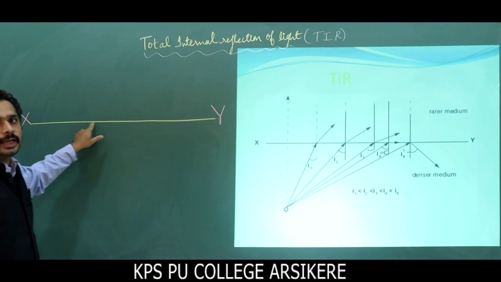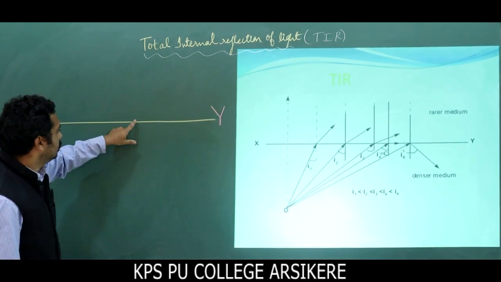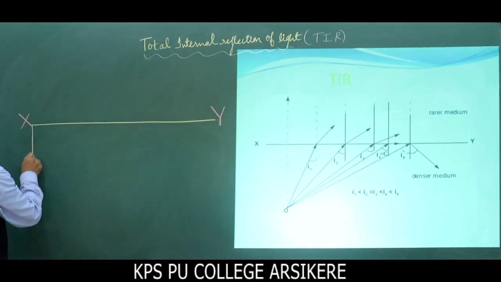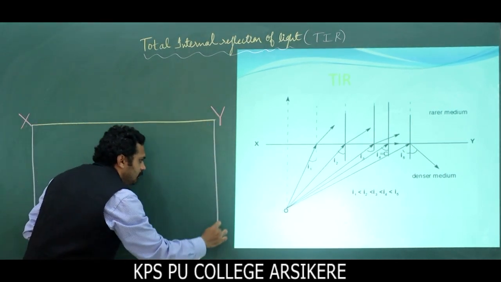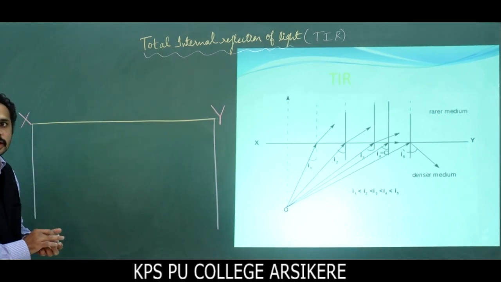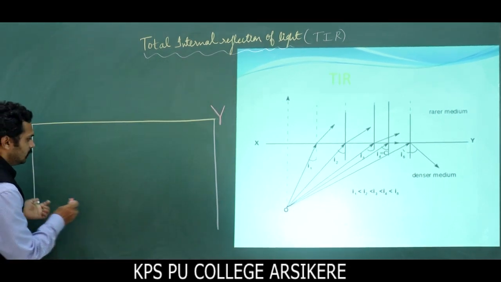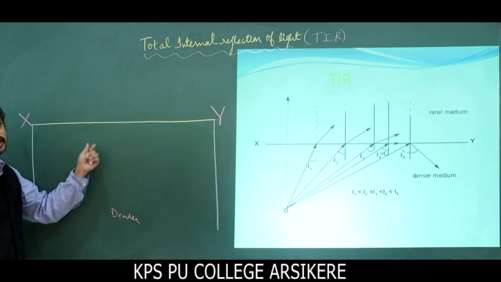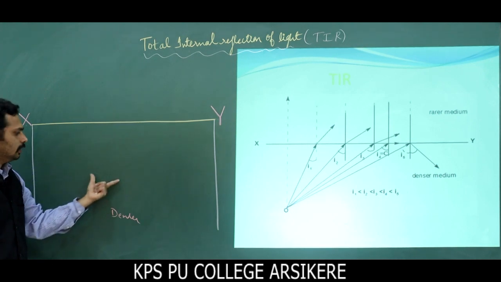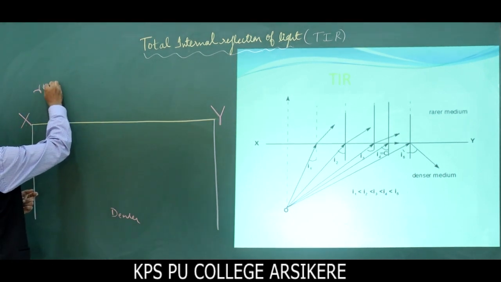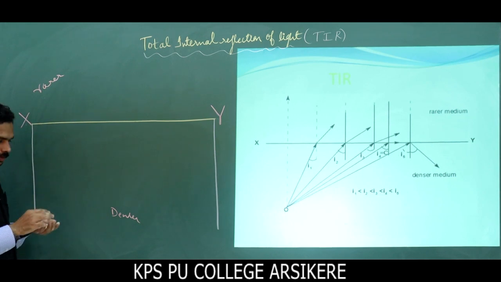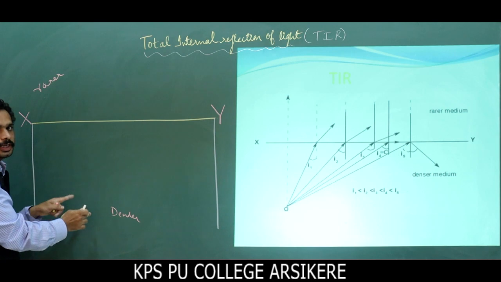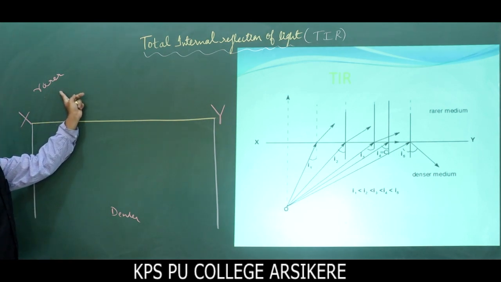Consider an interface or surface. This interface separates the two mediums. One is the denser medium, the other one is the rarer medium. Denser means higher refractive index. Other than air and vacuum is denser medium. This is the rarer medium. The first medium has refractive index n1, the second medium has refractive index n2.